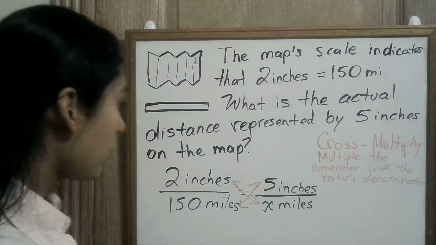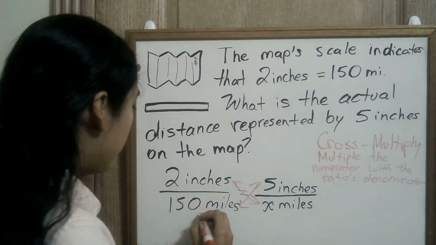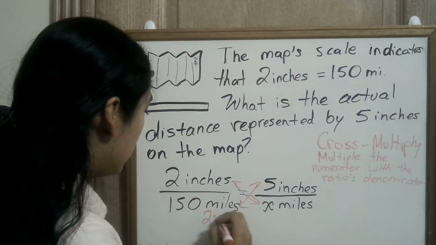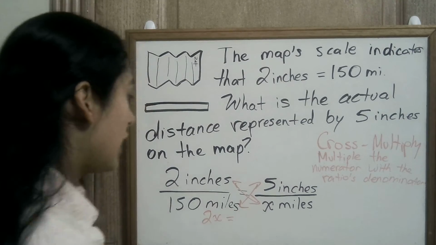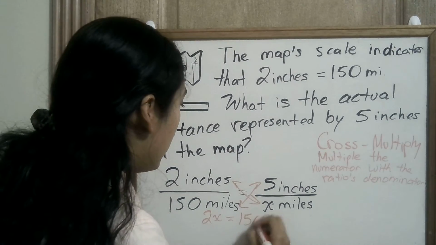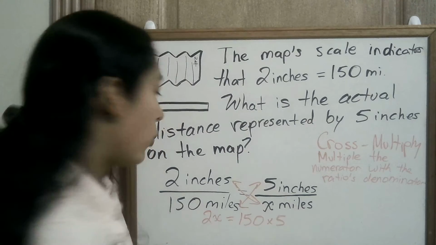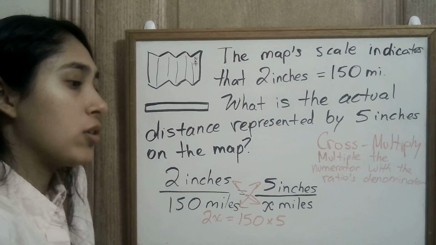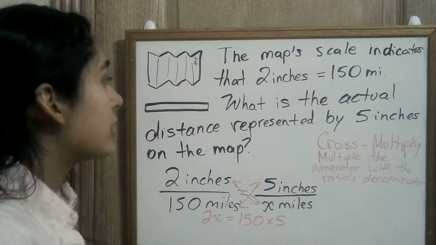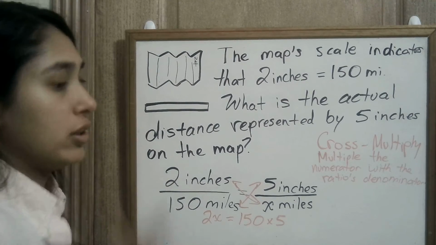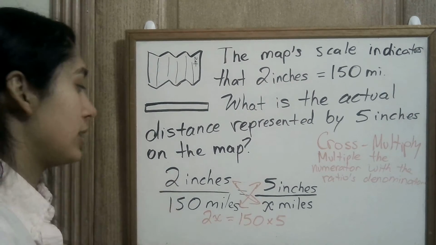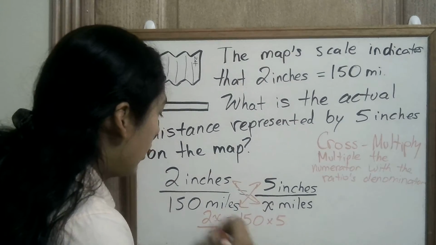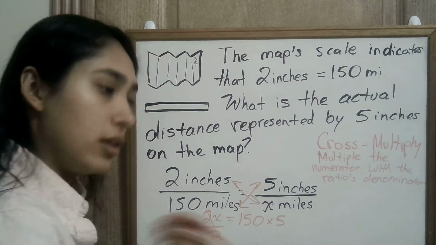I think it would be better if I point it. Okay. So let's write this out. You've got 2x is the same as 150 times 5, and we want to isolate the x because we just want to know x. I want to know what is the distance. I don't care about double the distance. I want to know the exact distance. So I'm going to divide by 2 on both sides.